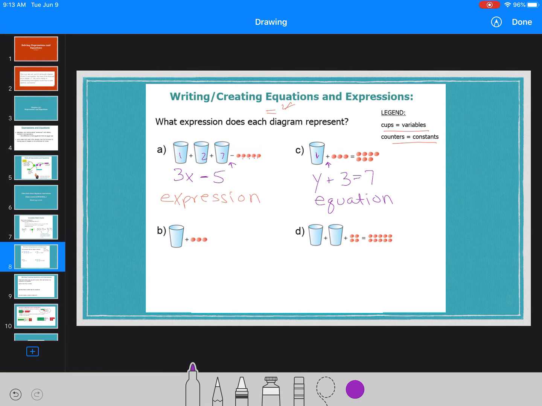Okay, let's do, oh, jumped over to C. Let's do B down here. So again, cups are variables, counters are constants. How many cups do we have? We have 1 cup. So we're just going to say, okay, we'll make that x. I kind of like using x and y, and we have our addition sign and how many little counters, which are our constants. It's 3. And that one, it doesn't have an equal sign, so it's an expression.